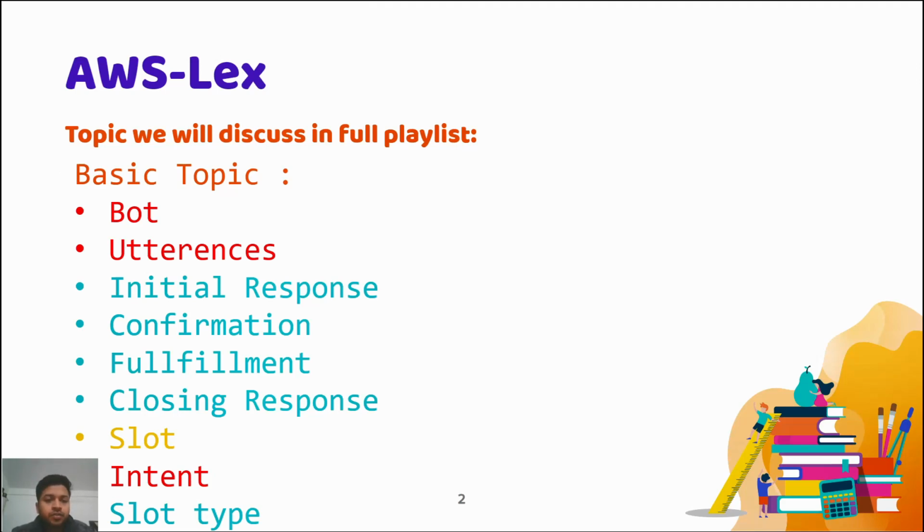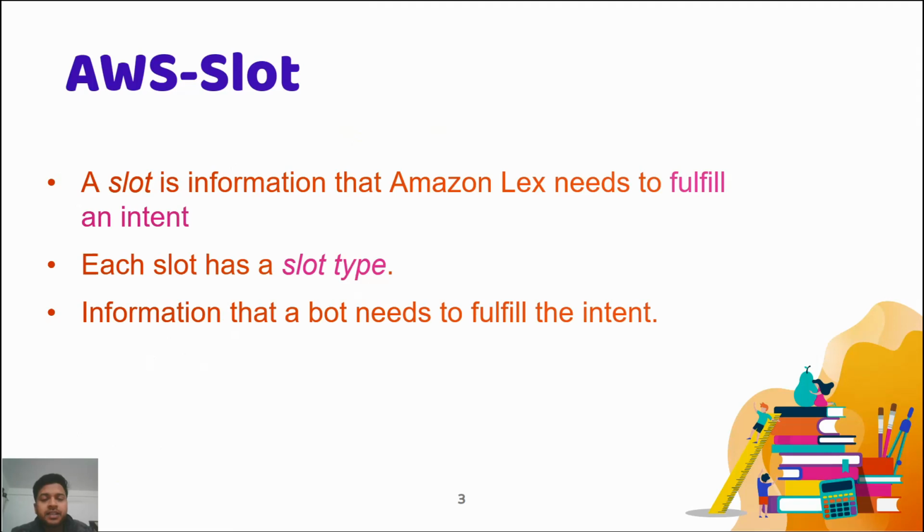In a simple way, what is a slot? A slot is the information that Amazon Lex needs to fulfill an intent. If you ask some query to Lex, at that time you reply with some value. So question and answer is a part of the slot. The main role of the slot is to fulfill the intent.